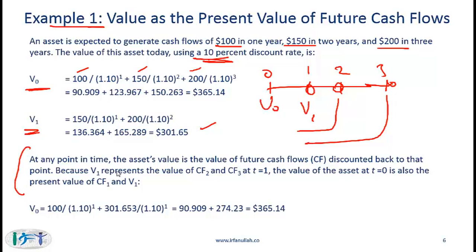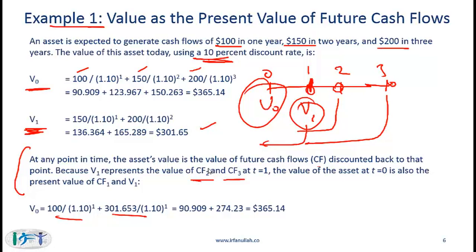Something else that again you should have seen at level 1, but just to reinforce the point, the asset's value is the value of future cash flows discounted back to that point. So at V1, we have a value based on cash flow at time 2 and cash flow at time 3. Now also note that to come up with the value at time 0, what you can do is take the cash flow at time 1 and discount it back, and then add to that the discounted value of V1, and that is what is being demonstrated over here.